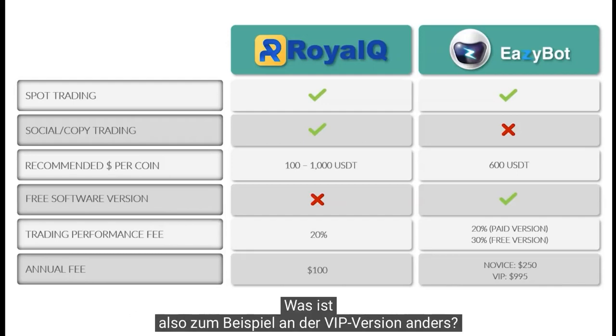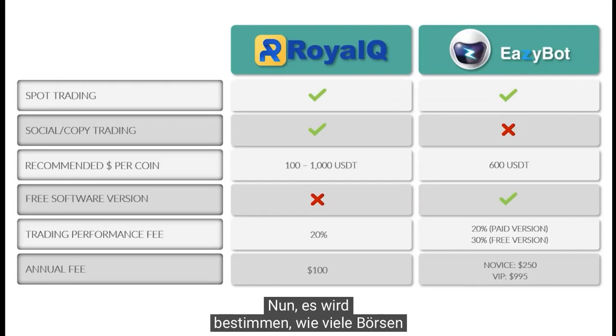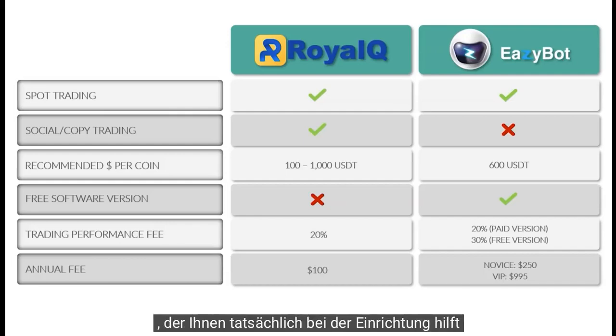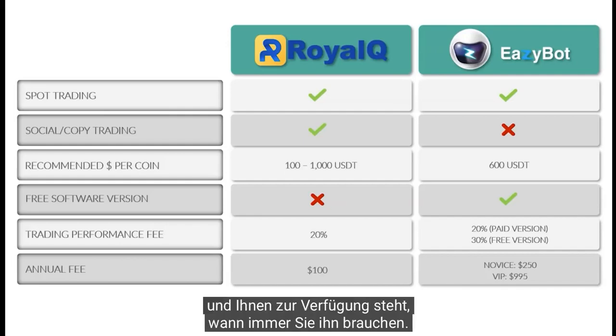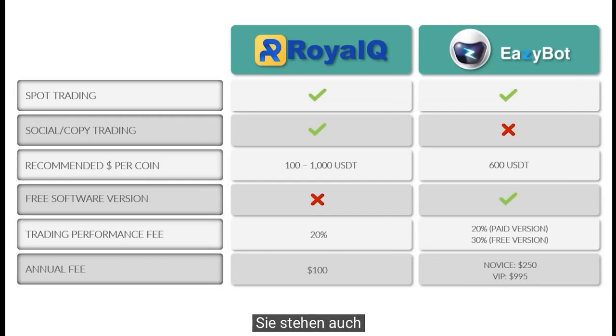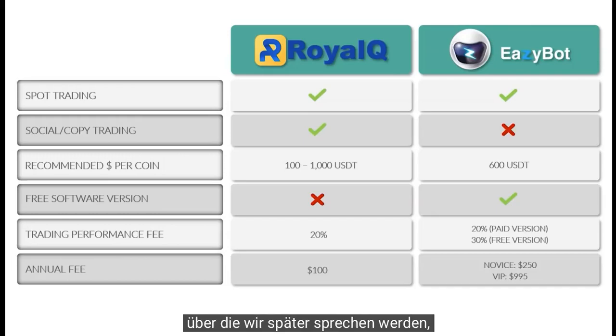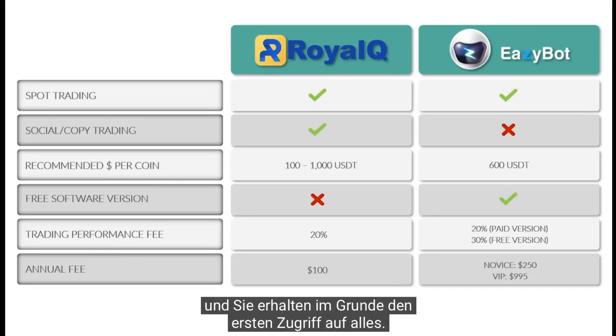So what's different about the VIP version, for example? Well, it's going to determine how many exchanges you can use at the same time, how many coins you can trade, and you actually get VIP concierge support. So you get live on Zoom with the technical professional that will actually help you get set up, and you have them available whenever you need them. You also get to the front of the line on the live weekly Zoom calls, which we'll talk about later on, and you basically get first access to everything.